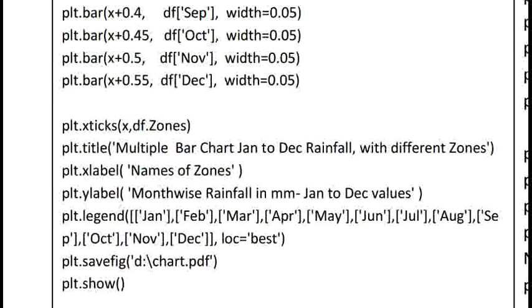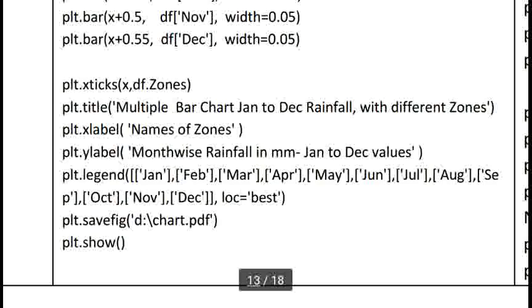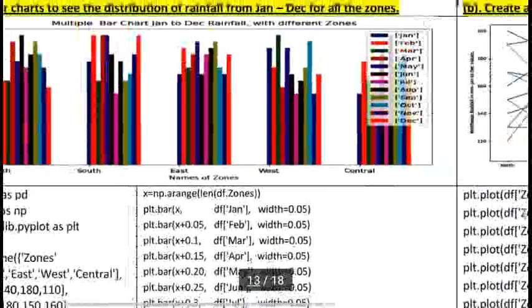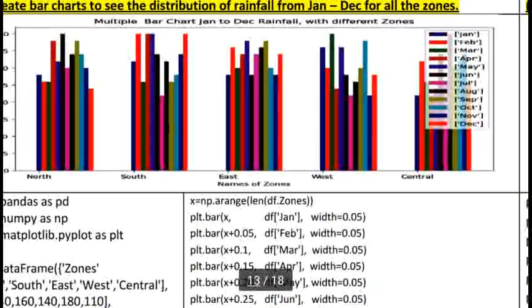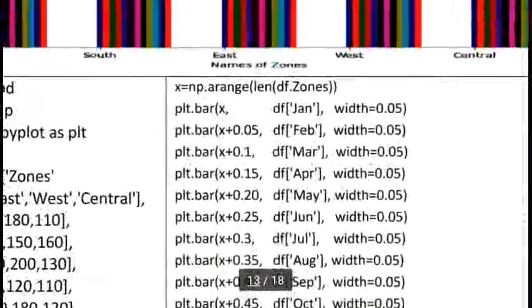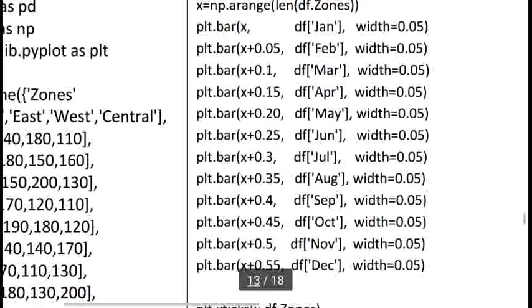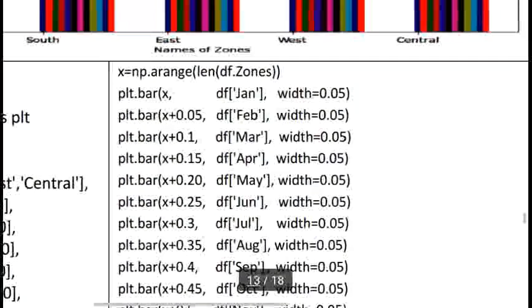Now plt.title: multiple bar chart, January to December rainfall. For the X label we can put the name of zones, Y label month wise rainfall in mm, and legend we must use because different charts have different colors. So legend Jan, Feb, March, with location based, then save the figure, the chart, and plt.show. With the help of this code you will get this type of chart. You can change the position by increasing the value, which changes the place of the bar, but the width is the same.